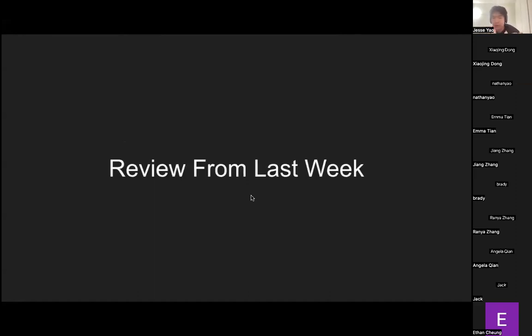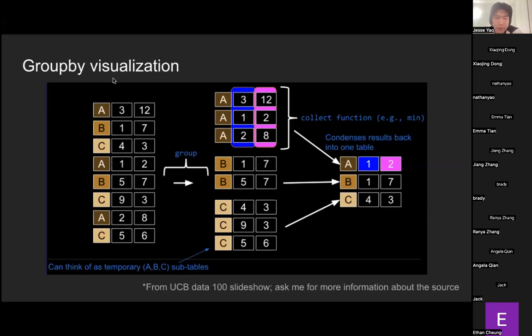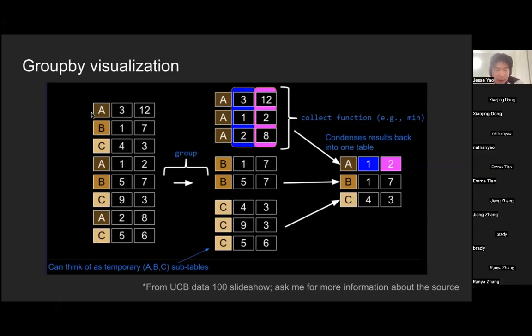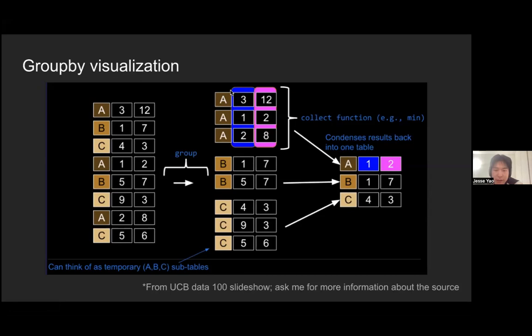Okay, so first of all, a quick review from last week, where we talked about group by, which was the most important thing that we talked about. This was the famous picture I told you guys to absorb. What the group by is doing is that if you group by this column, it's putting together all the rows with the same value in that column. It's grouping them together, and then you're collecting these values in some way.